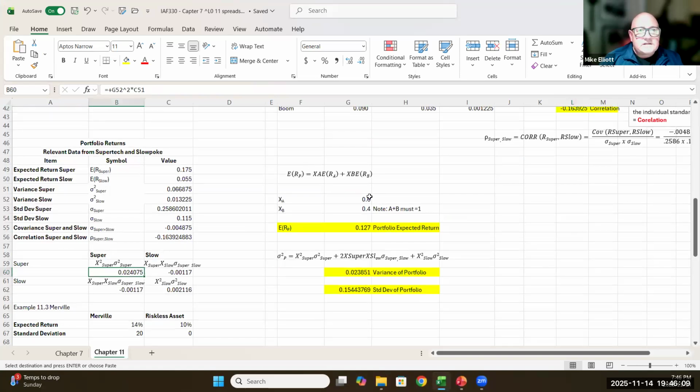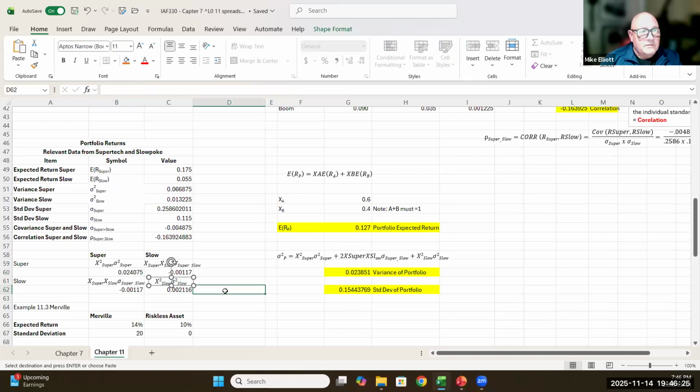we said, what is the proportion of the portfolio that is our stock for super? It's 60%. Square that. Multiply that by the variance for super. And we're going to do exactly the same thing for slow. And that's what we come up with for slow here.